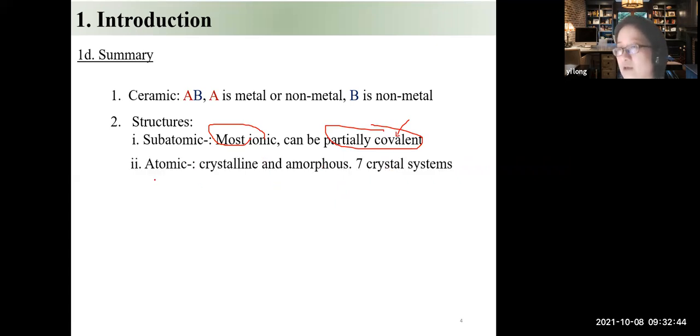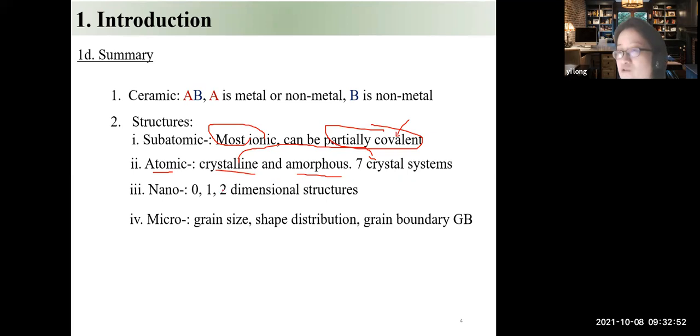And then atomic, we have crystalline and amorphous. In the crystalline, you have 7 different crystal systems. And the nano level, we have 0, 1, 2, 3 dimensional structures. The macro level: in your FYP, many of you are going to deal with this level more.